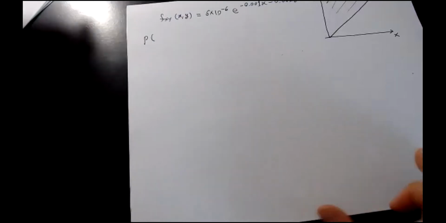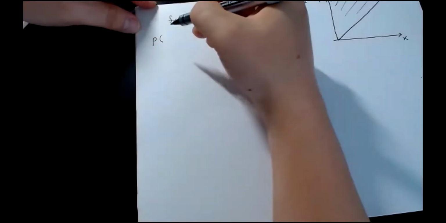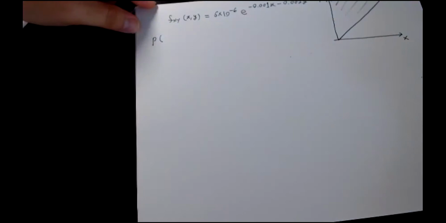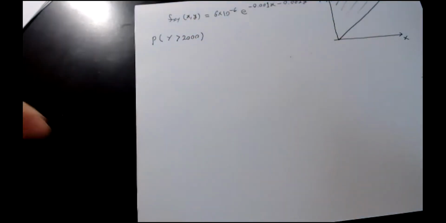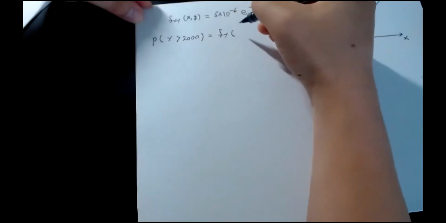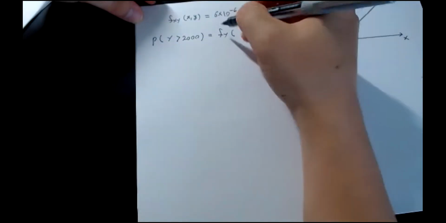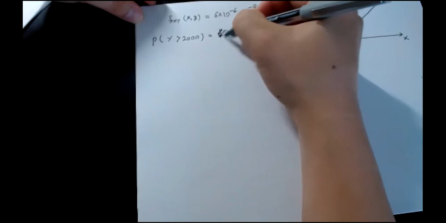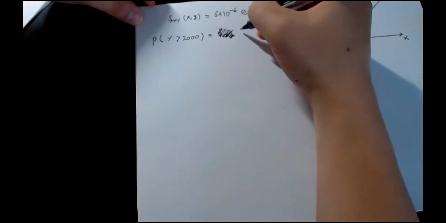Okay, all right. So we'll find the probability that y is greater than 2,000, because the problem says calculate the probability that y exceeds 2,000 milliseconds. So this is the probability of y greater than 2,000. We cannot express that using the f sub Y notation. So this is equal to an integral.